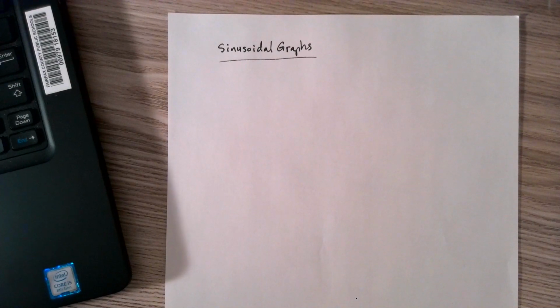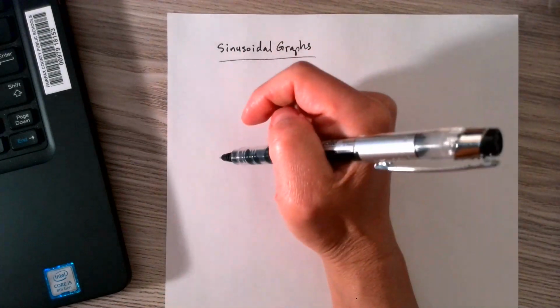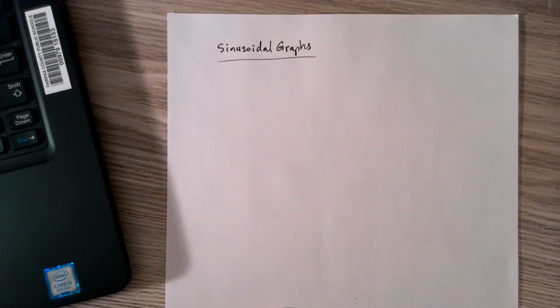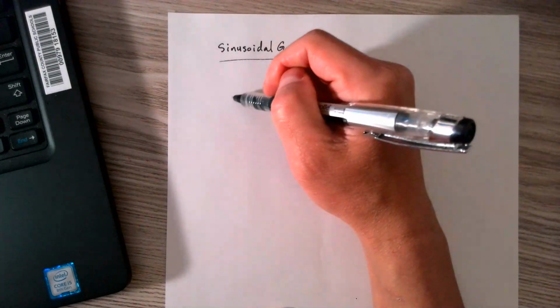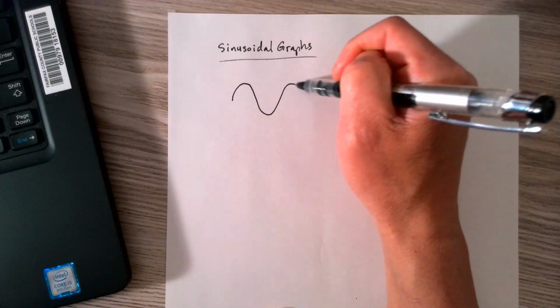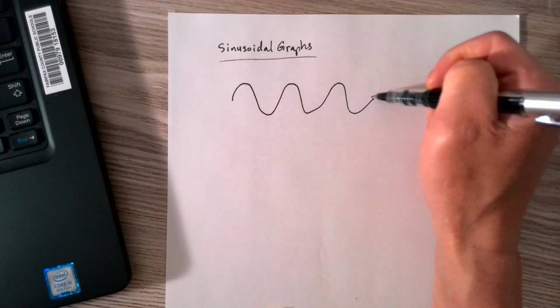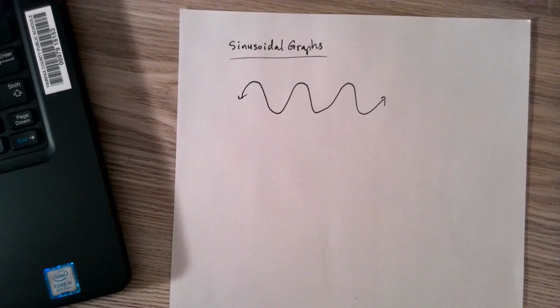This video is on sinusoidal graphs. First of all, what is a sinusoidal graph? A sinusoidal graph is a graph produced by a trig function that looks like this and goes on forever.